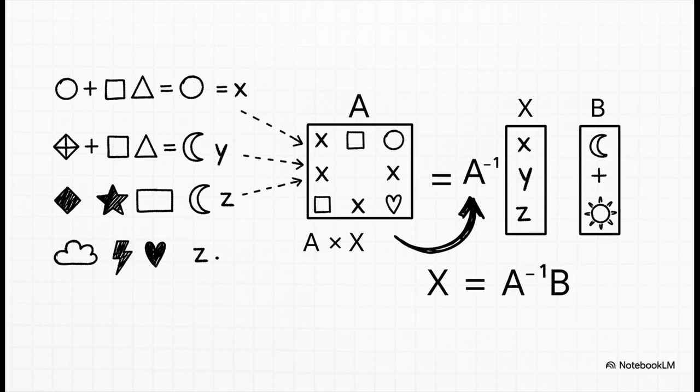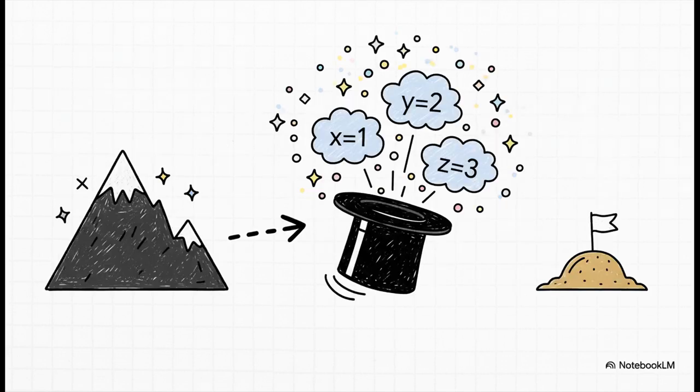Look closely at the screen. See how the coefficients of x, y, and z form our matrix A? The variables themselves, x, y, z, form matrix X, and the constants on the other side form matrix B. And the solution is always X equals A inverse times B. So now we just do the calculation.